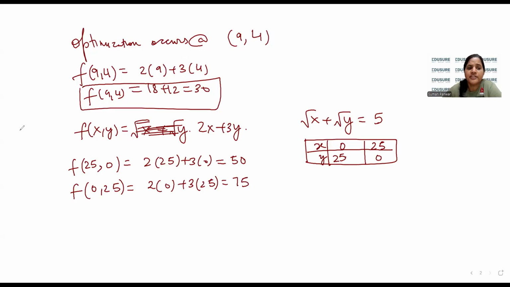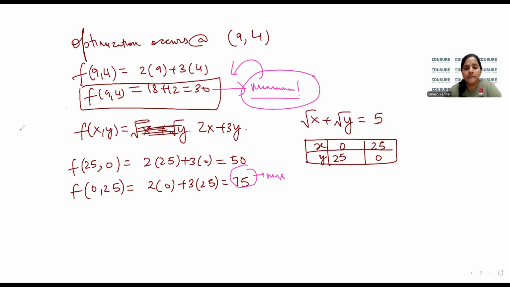So by Lagrange method, we should have been able to optimize. What we can see is that this is the minimum and this is the maximum. So we got the minimum value using Lagrange method, but we did not get the candidate for the maximum value using Lagrange method. Using Lagrange method, we should have been able to get this point.